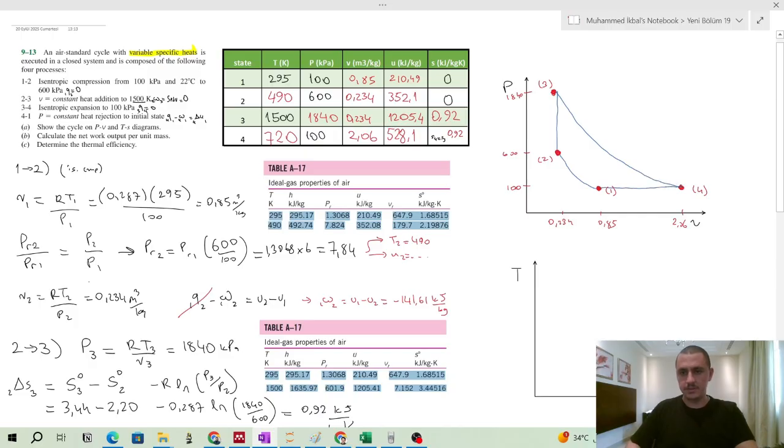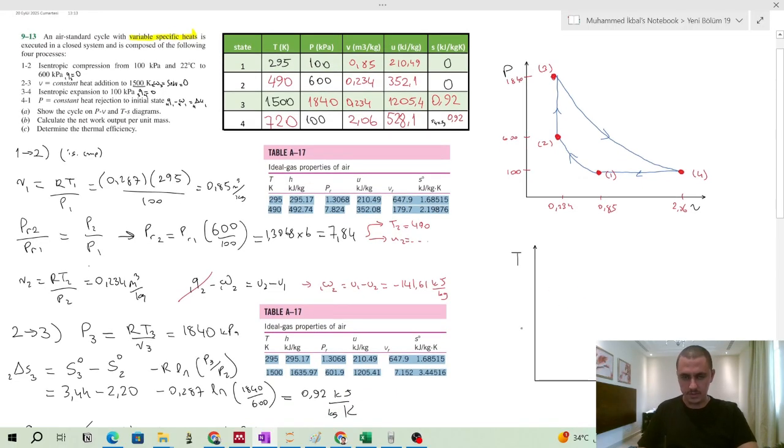Then constant pressure. Okay, the process follows this path. We finished that. Now let's skip this and go to the temperature entropy diagram. Put the temperature values. We have this one and 490. We have 720. Then we have high temperature. And what about entropy? We have 2 values only. Let's say this is 0, and I have high entropy, which is 0.92.